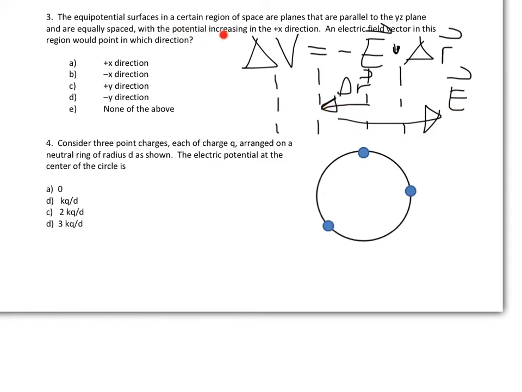So in this case, the potential is increasing in the plus x direction, indicating that the electric field must be going in the minus x direction.